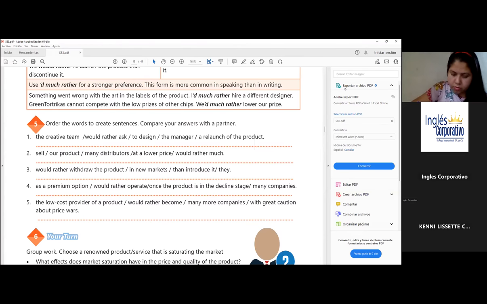I think many more companies would rather become the low cost provider of a product with great caution about price war. Many more companies would rather become the low cost provider of a product with great caution about price wars. Okay.